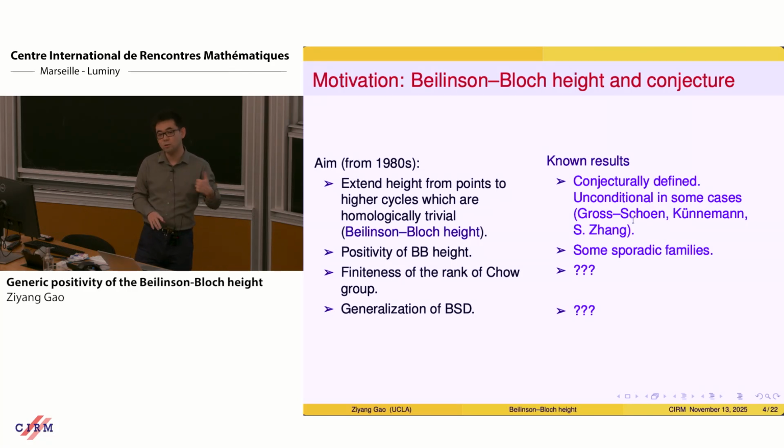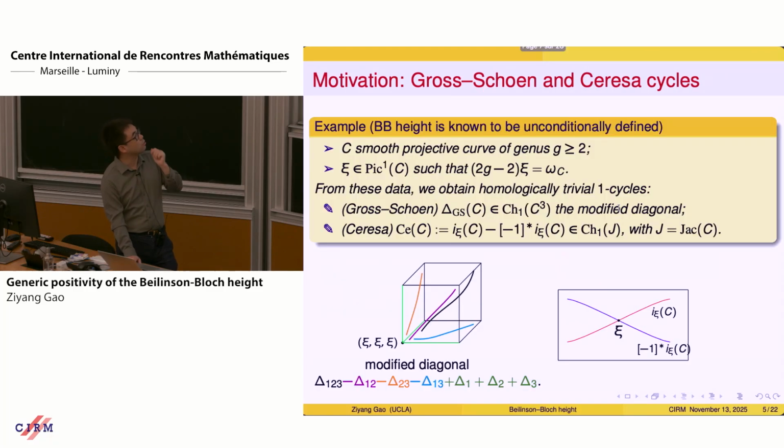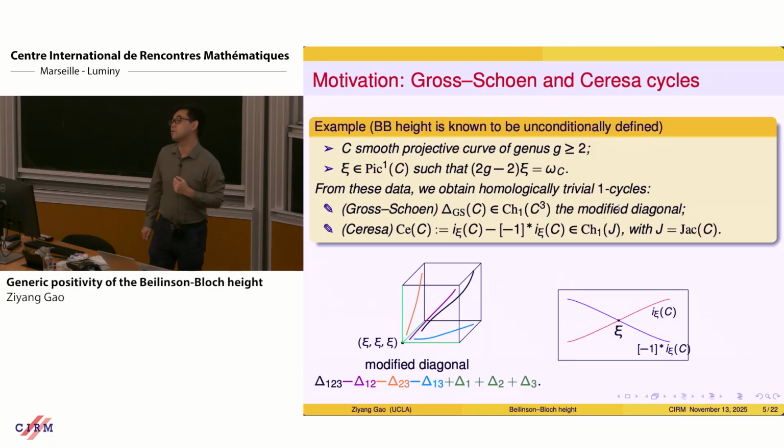And then they conjecture the positivity of the Beilinson-Bloch height, and it should be 0 if and only if the cycle is torsion in the Chow group, and they conjecture the finiteness of the Chow group and a generalized form of the BSD conjecture. So it's related also to some critical values of L-functions and so on. In my talk, I'll focus on the easiest cases where this height is known to be unconditionally defined.